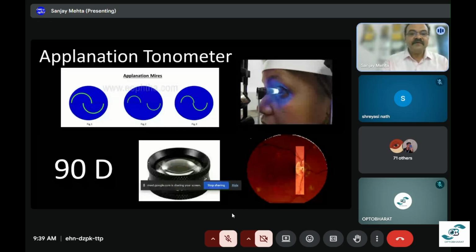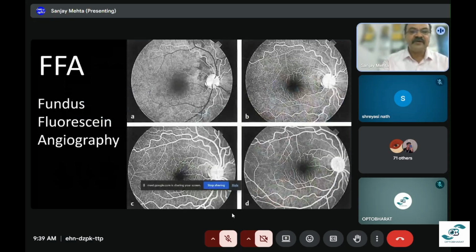Then we have fundus fluorescein angiography, wherein fluorescein is injected through the wrist vein, and a series of pictures are taken to see the flow of the dye in the eye, the retinal vasculature. And at the same time that will show where the blocks are. Nowadays, with the new, I'll come to that again.